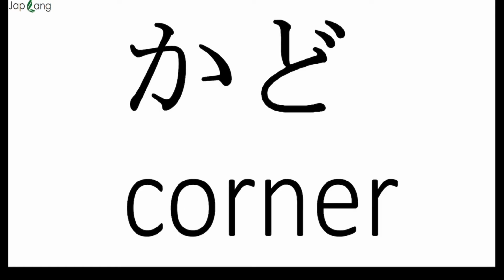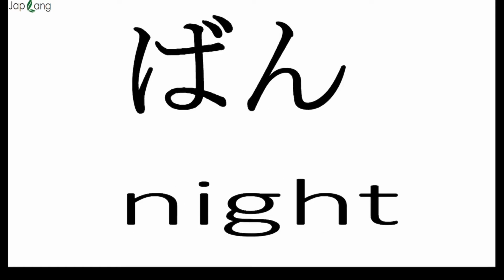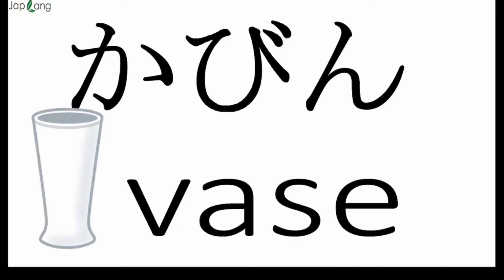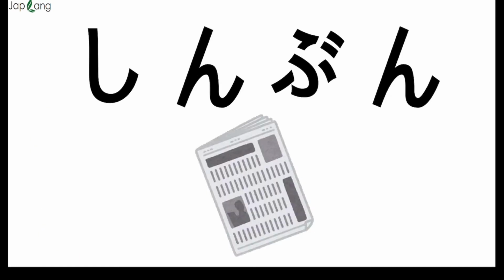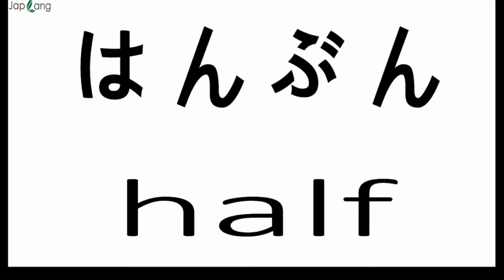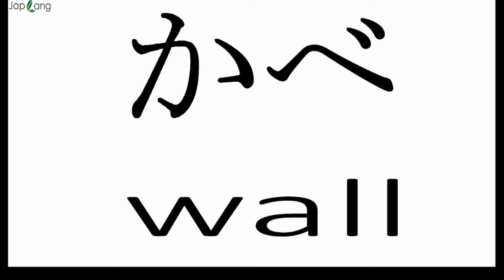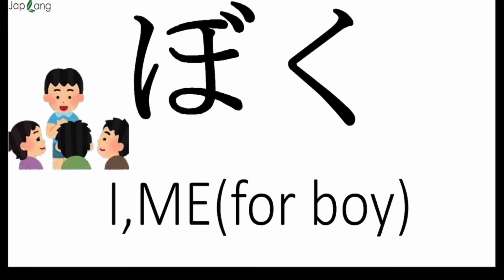Kado. Kado is corner. Ban is night. Kabin. Kabin is vase. Shimbun is newspaper. Hambun. Hambun is half. Kabe is wall. Boku is I or me.